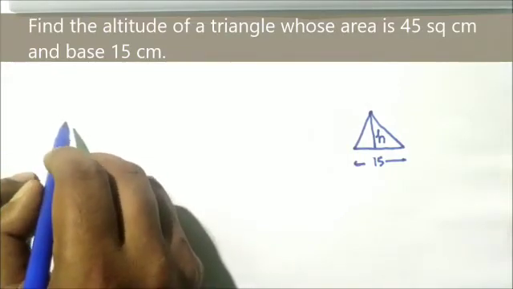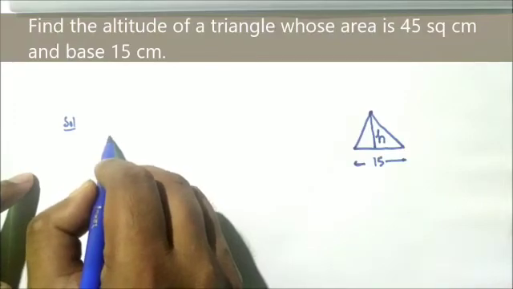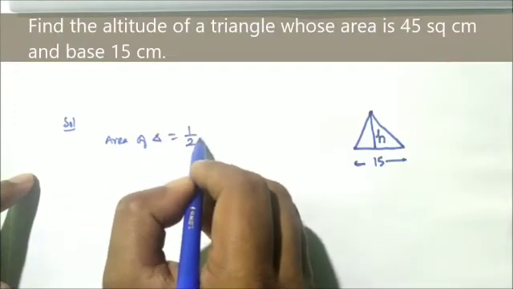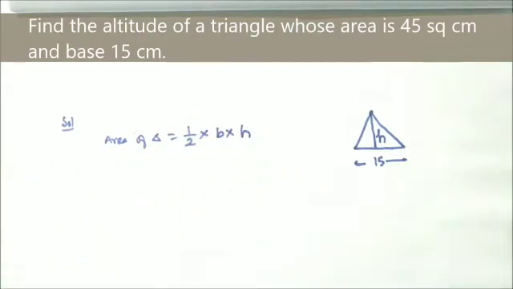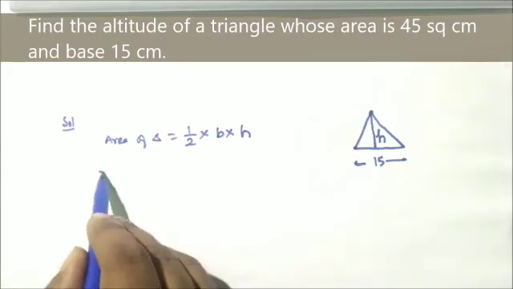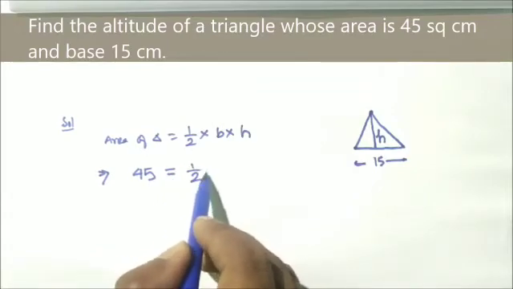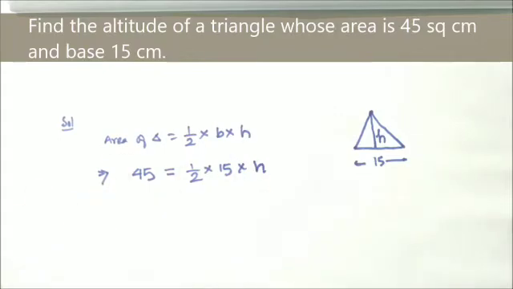What was the formula? Area of triangle was half into base into height. It is not mentioned in the question that it's an equilateral triangle, so we use the basic formula: area of triangle is half into base into height. Now the area is already given, that is 45, and the base is also given, that is 15. So the height we do not know.